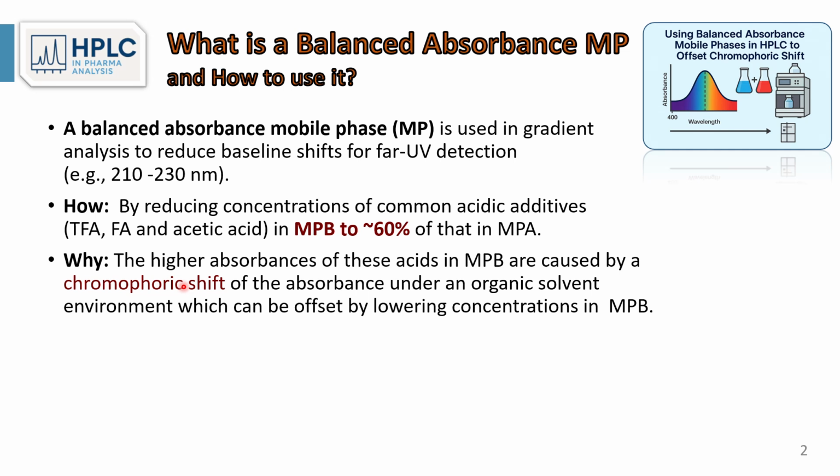Now, why do we need to do things like that? It turned out that the high absorbance of these acids in mobile phase B is caused by a phenomenon in physical chemistry called the chromophoric shift, where the landmarks of a UV spectrum shift to higher wavelength in a different solvent environment, such as organic solvent. Since the shift is towards longer wavelength, it appears as though the absorbance is higher for something like TFA in mobile phase B in acetonitrile versus that in water, causing the baseline to rise up.